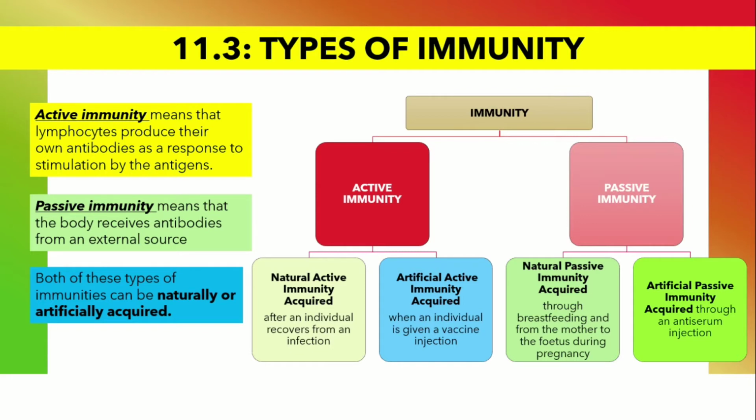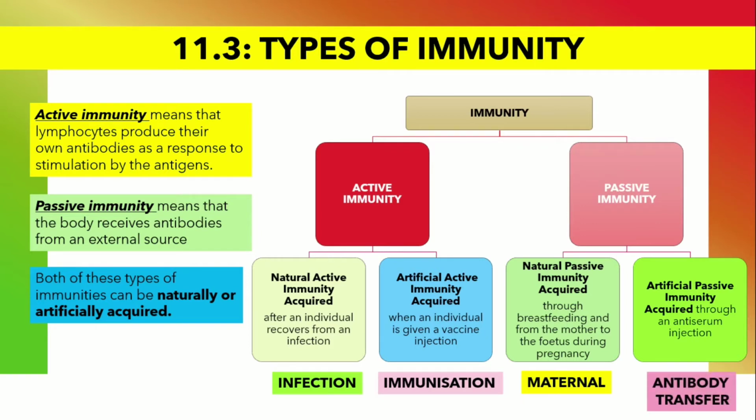As an additional tip, you can remember an example for each type of immunity. Infection is an example for natural active immunity. Meanwhile, vaccination or immunization is an example for artificial active immunity, and maternal antibody transfer is the example for natural passive immunity, and last one, antibody transfer by injection, is the example for artificial passive immunity.